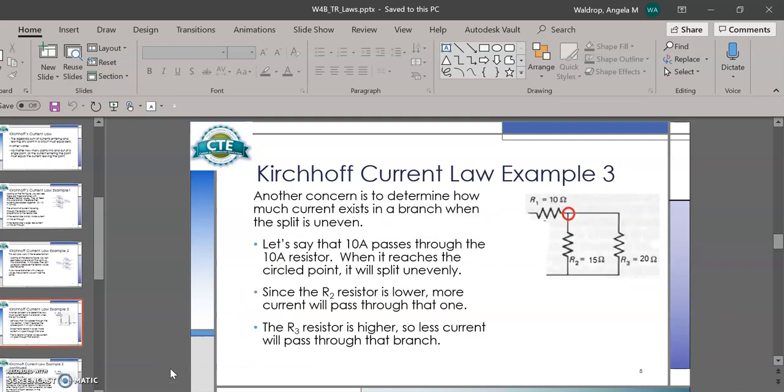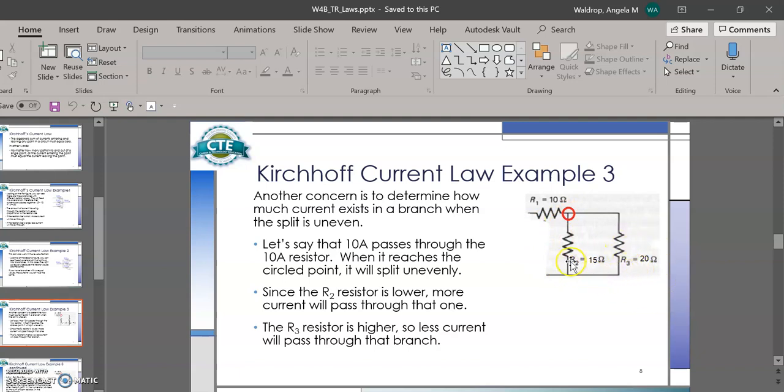Kirchhoff's current law here, if you take a look at this, you can see this here is another good picture showing you how this is going to work. So that red circle is basically where the equal sign is going to be. All the current that is going through this 10 ohm resistor is going to separate. Some of it's going to go through the 15 ohm resistor, some of it's going to go through the 20 ohm resistor.